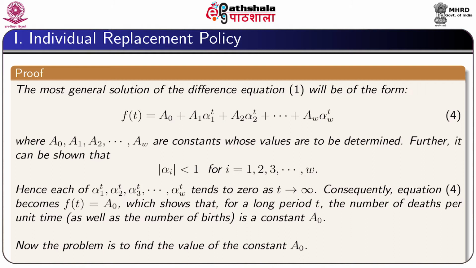It can be shown that the mod value of alpha i is less than 1 for all i equal to 1 up to w. Hence, each of alpha 1 to the power t, alpha 2 to the power t, up to alpha w to the power t tends to 0 as t tends to infinity, and consequently, the equation 4 becomes f t equal to a 0, which is a constant, and our problem is to now find the value of a 0.